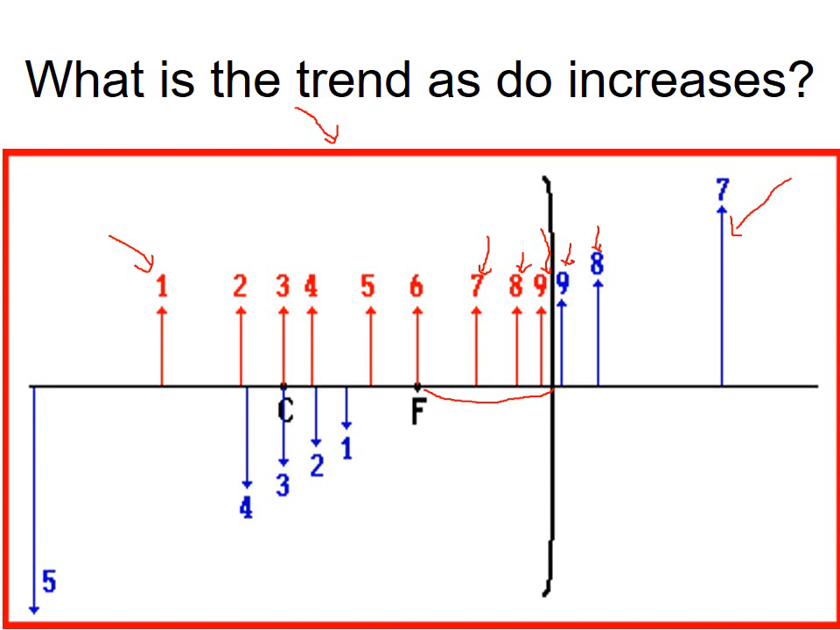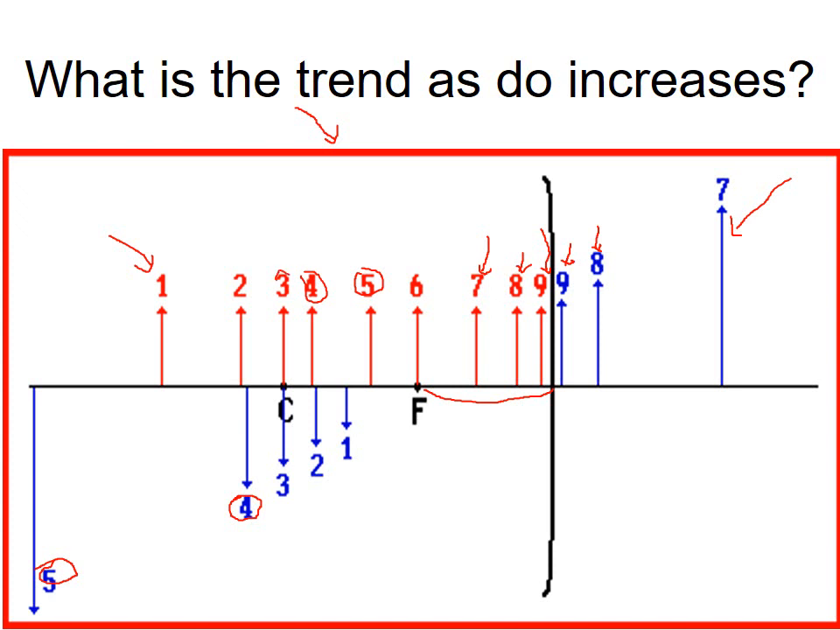Now when you're between F and C, take a look at what's happening. Here you have object 5. Here you have image 5. Here you have object 4. Here you have image 4. So between F and C, as you move away from the mirror, what tends to happen to the image distance?